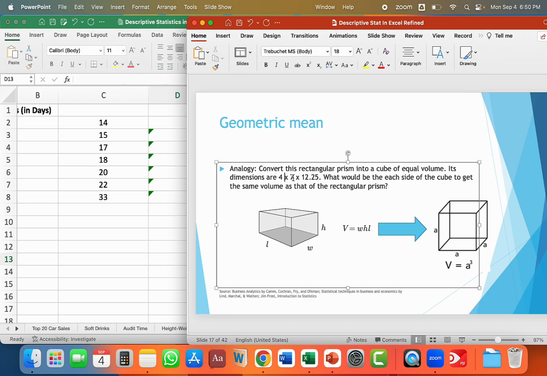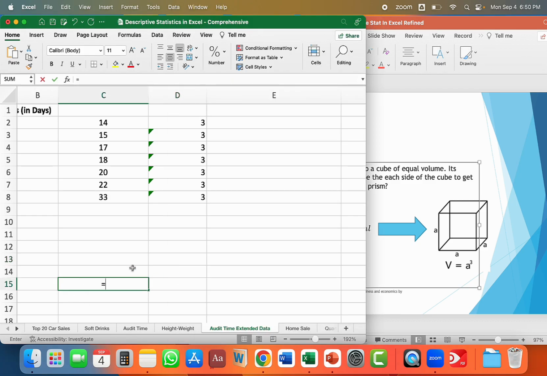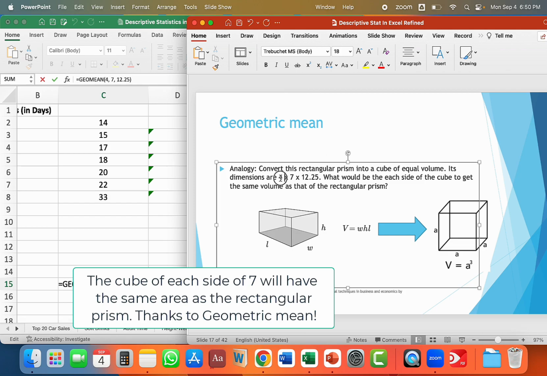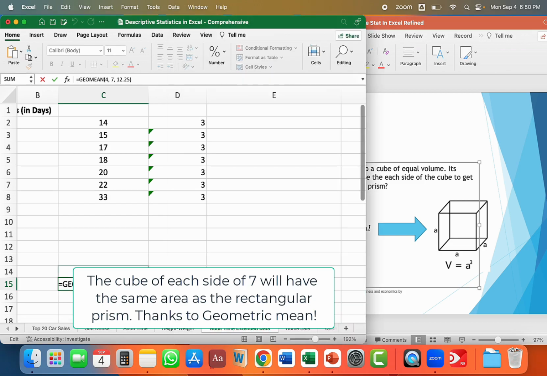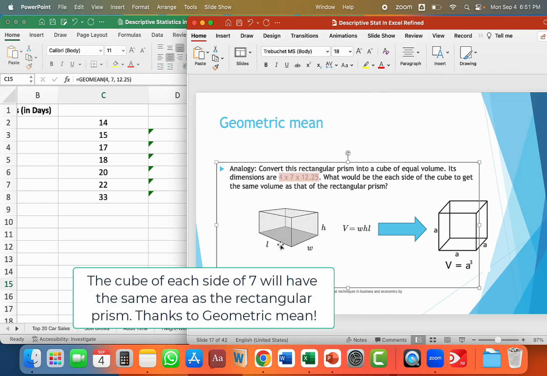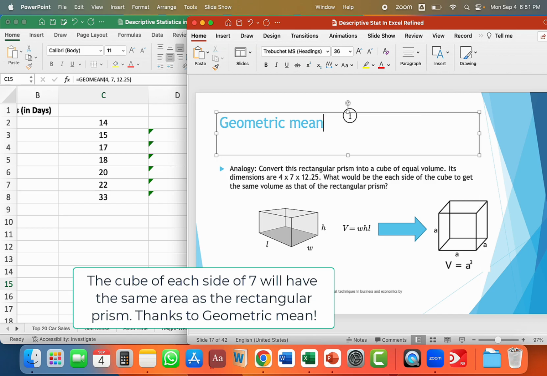So for instance, let's say we have here 4, 7 and 12.25, and if I take the geometric mean of these dimensions that have been given here, then the geometric mean will be equal to 7, which means that we have to reduce this side to 7, width should also be 7 and height should also be 7, and in that case it will be converted into a cube.